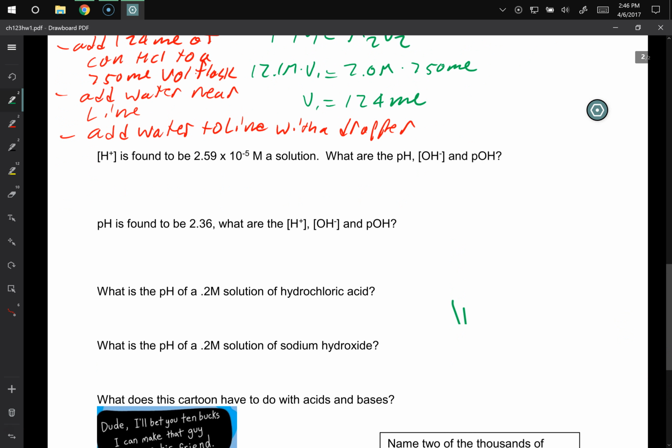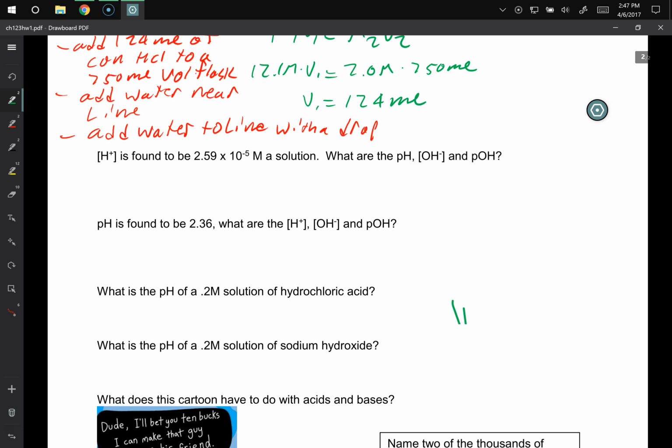So I know in this solution that the H plus ion concentration is 2.59 times 10 to the minus fifth. I want to know what the pH, OH concentration, and pOH are. What's the pH going to be near? 5. And which direction is it going to go because it's not 1 but 2.59? It's more acidic, right? So the number's going to go down.